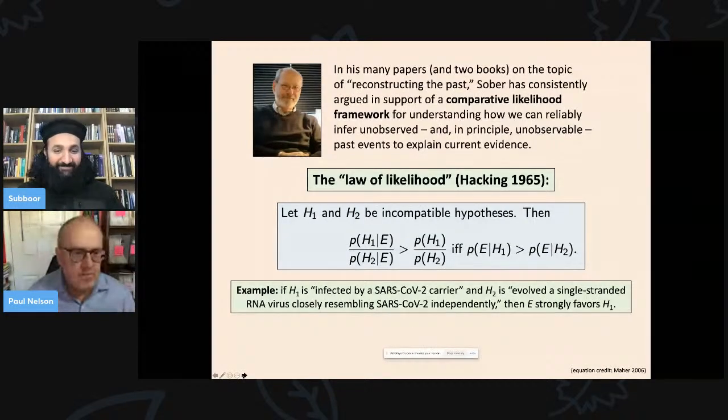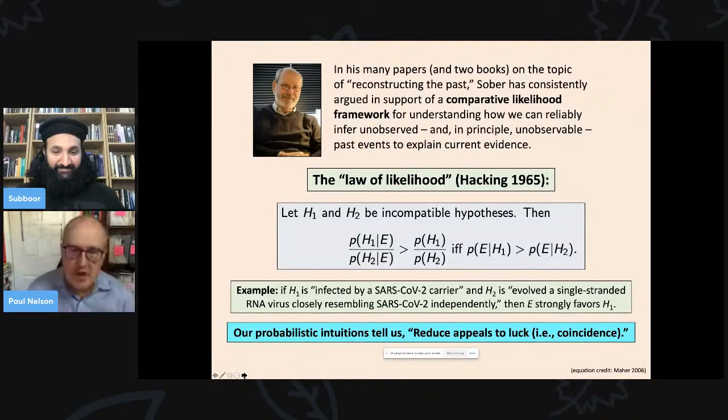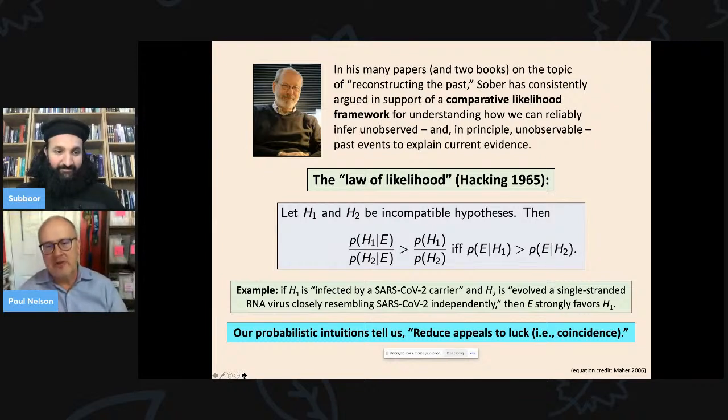Okay. Now here, our probabilistic intuitions tell us reliably reduce appeals to luck or coincidence. So H2 would require an enormous helping of luck, a huge and improbable coincidence, such that by some unknown pathway, an RNA virus evolved de novo in this one individual that just happens to be indistinguishable from the virus that we know about. So here, clearly, the likelihood ratio is going to favor H1 because all the background knowledge we bring to the question tells us that's much more plausible.